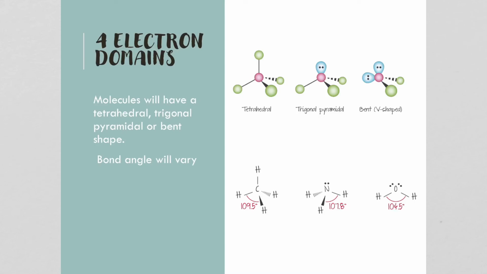And then a bent shape or a V shape, an example of that would be water. There are now 2 lone pairs of electrons, and then the two bonding pairs. That's why we draw water as a bent shape, because of these 2 lone pairs of electrons repelling the bonding pairs. So this is going to be 104.5 degrees in the bond angle.